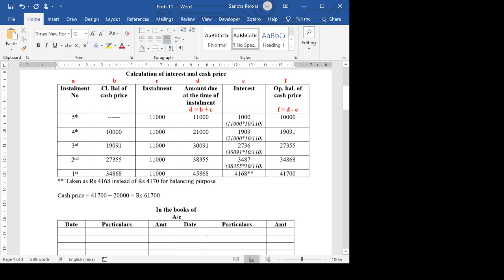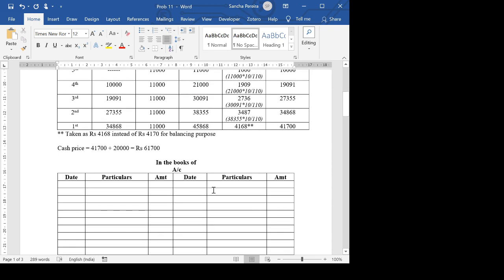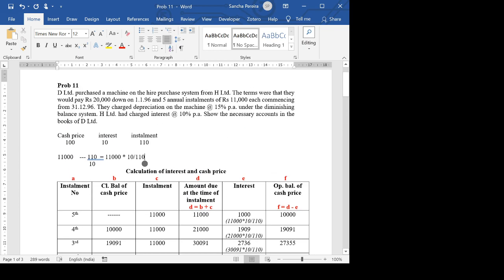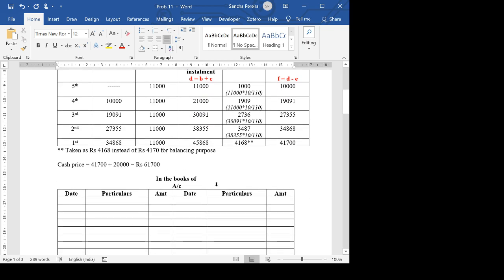I won't say it's advisable to do depreciation here unless you want to make a separate column to the end after you finish this and then calculate depreciation all over again. So in a problem like this, I advise you to keep the depreciation calculation for the ledger account. It becomes easier, it's faster as well. Okay, so let's see what are the accounts we have to open in the books of D Limited.